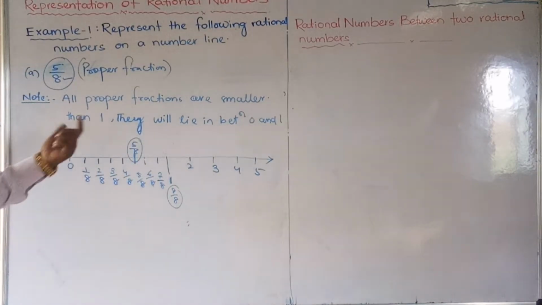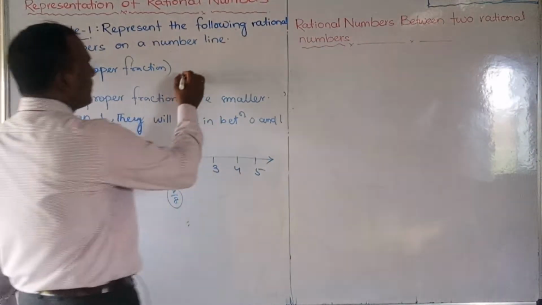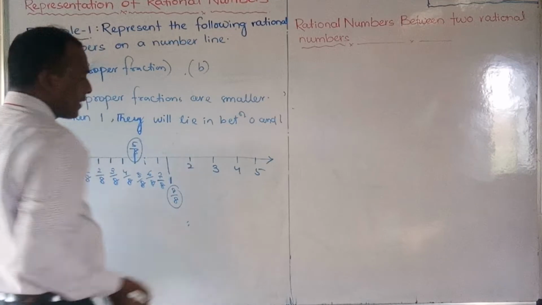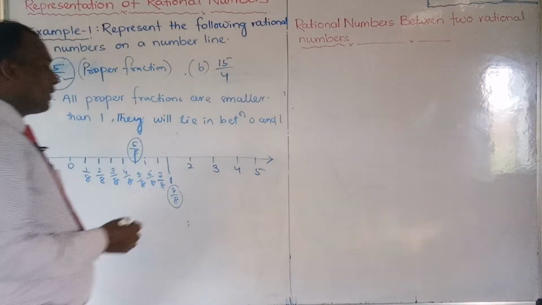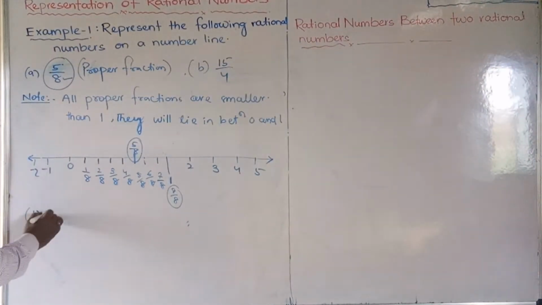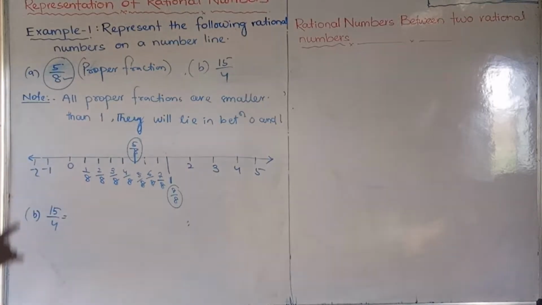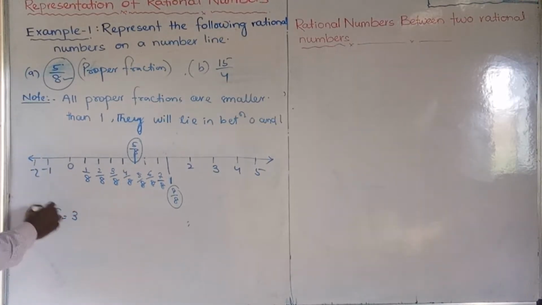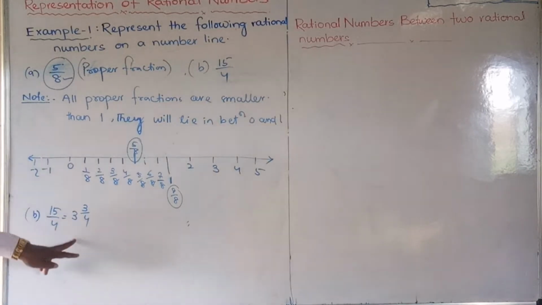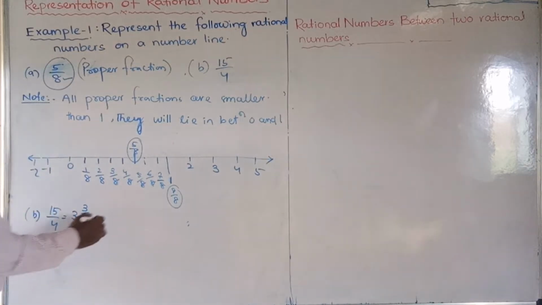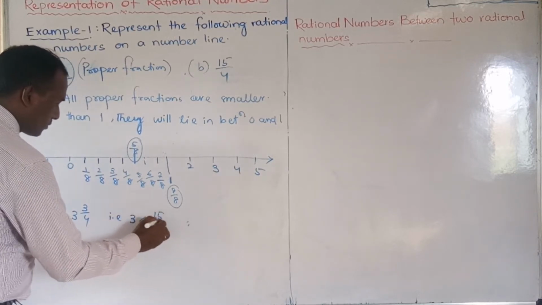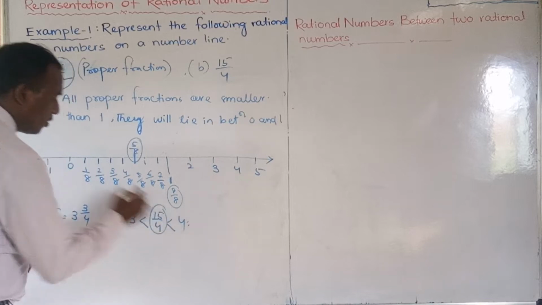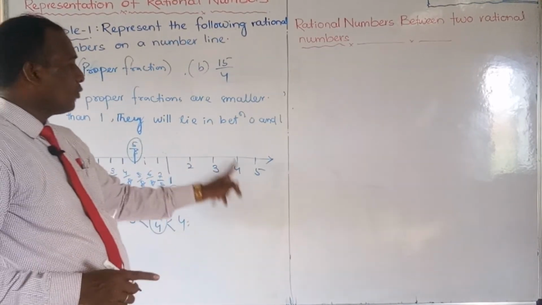Okay, this we can represent. Same like, students, suppose we have an improper fraction, 15 by 4. How will it be represented? First make it a mixed fraction: 4 times 3 is 12, so 3 and 3 by 4. So remember, students, this 15 by 4 lies between 3 and 4.